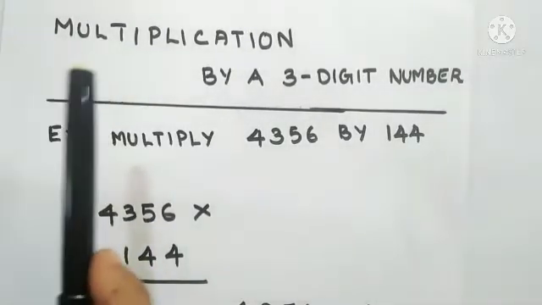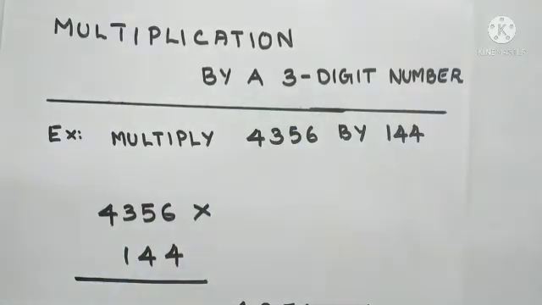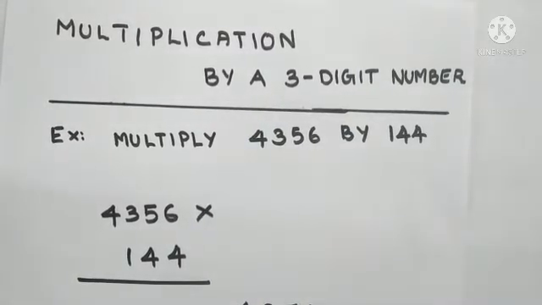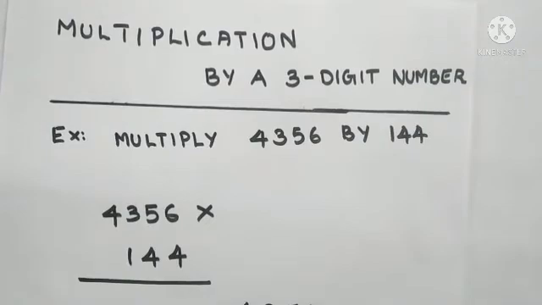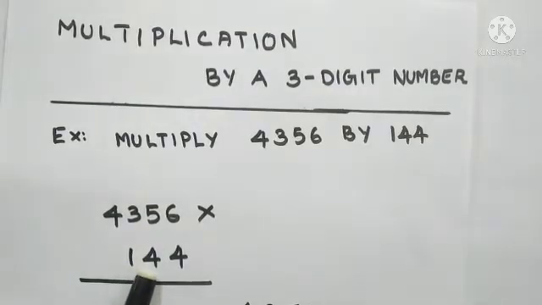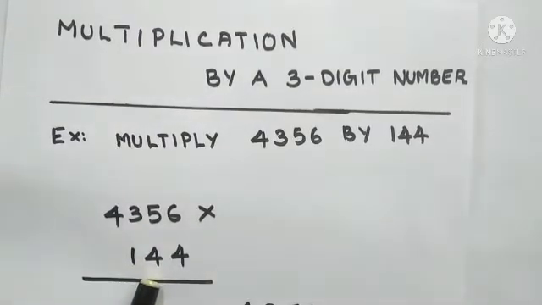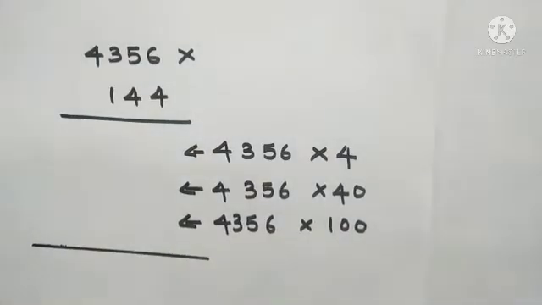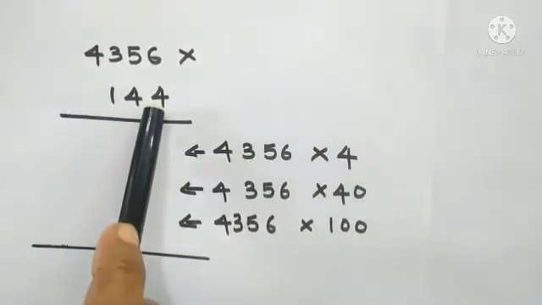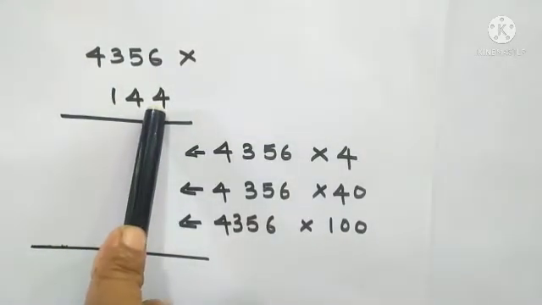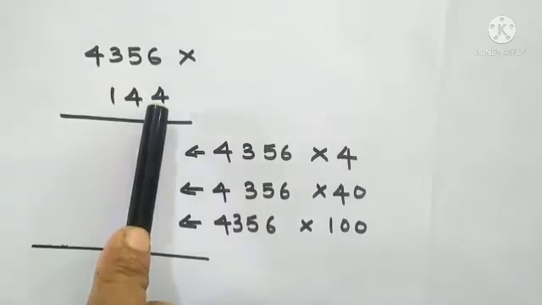Next topic, multiplication by a 3-digit number. Last class we calculated the product of two numbers in which one was a large number and the second one was a 2-digit number. Here the first one is a large number and the second one is a 3-digit number. Let us check how we multiply these two numbers. First we will multiply this number with the ones place digit.